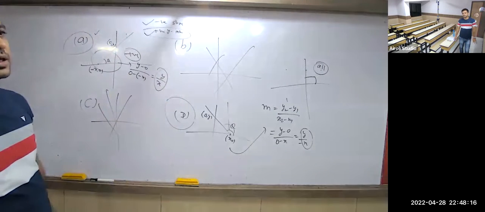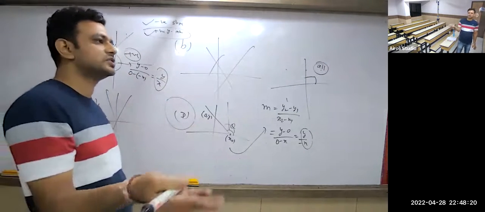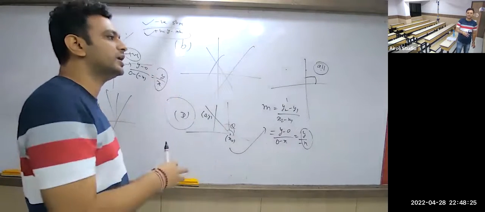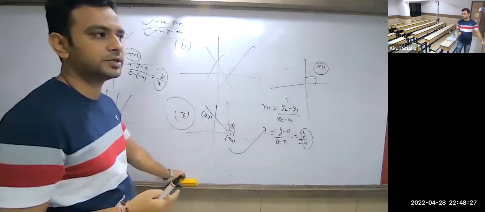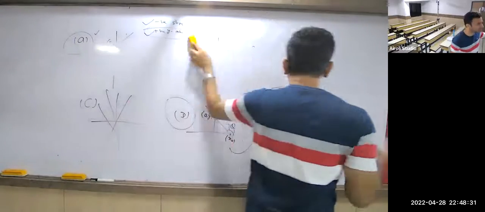Got it? ठीक है, तो ऐसे आप लोग कर सकते हो. ठीक है, नहीं तो if the angle is 0 to 90 it will be positive, and if it is 90 to 180 it will be negative. Got it?